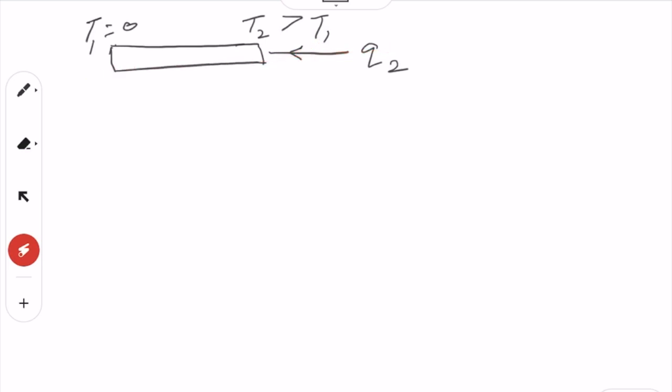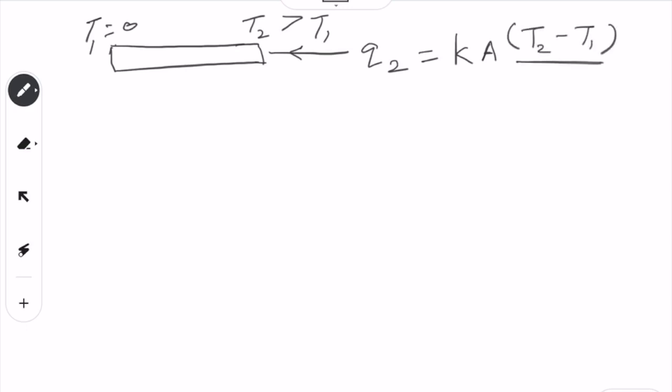That really means the energy flows from higher temperature to lower temperature, right? So Q2 will be equal to what? Thermal conductivity, so this is K times A, and then we have T2 minus T1 divided by L. That's what we get, and the positive direction is coming into the system, right? So this is our convention.